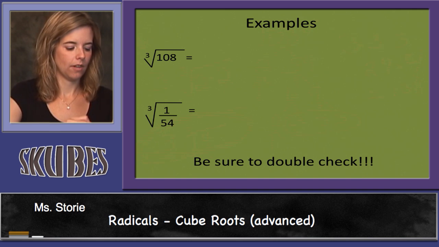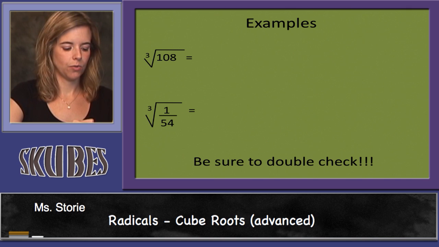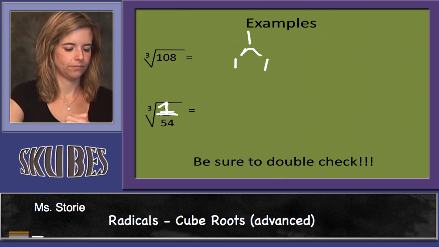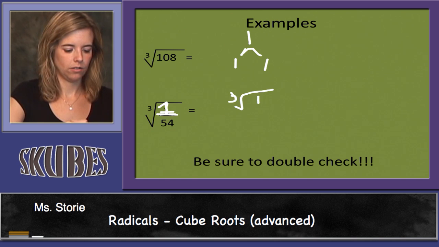Now we have a fraction. Let's deal with one part of the fraction at a time. So first we're going to look at the numerator. It's 1. Well, if we take 1 and we factor tree it, it's just 1 times 1. We don't have triples, so it's got to stay underneath. So we end up with cube root of 1.